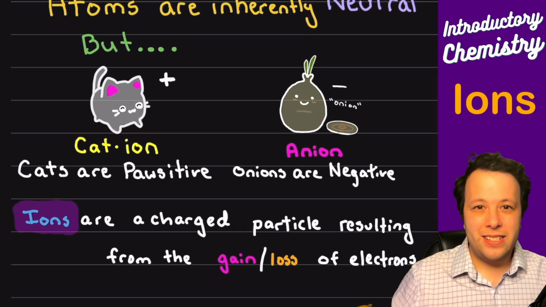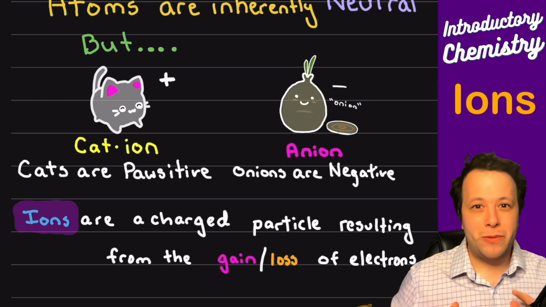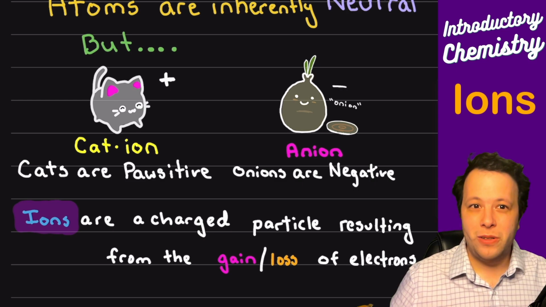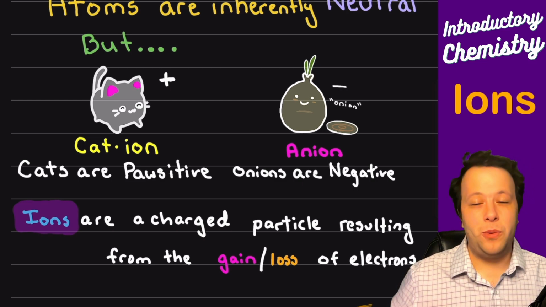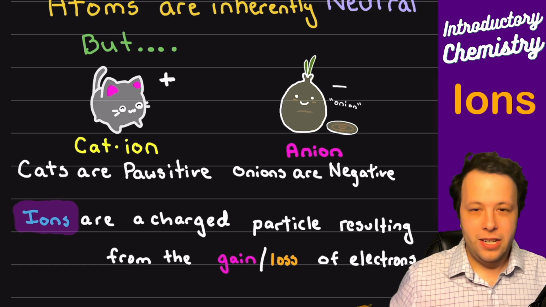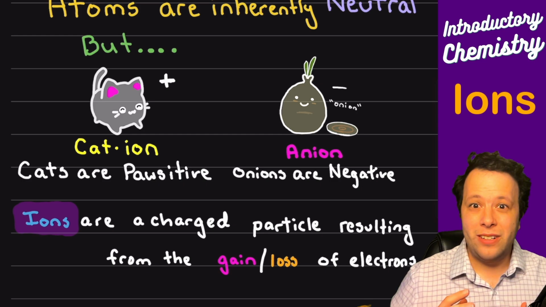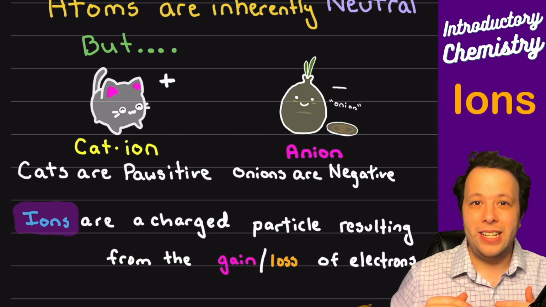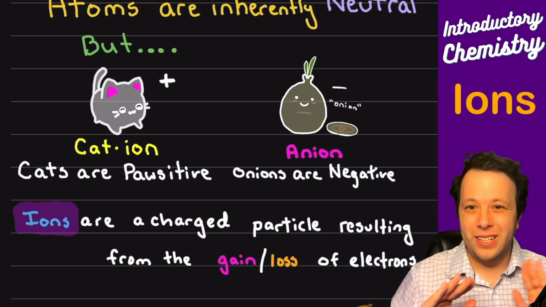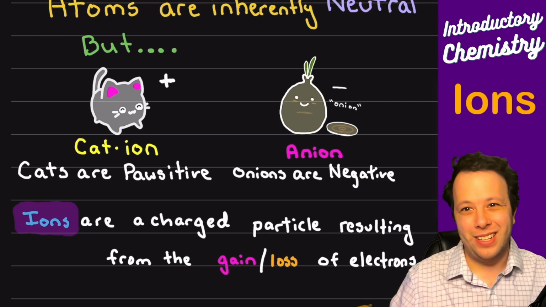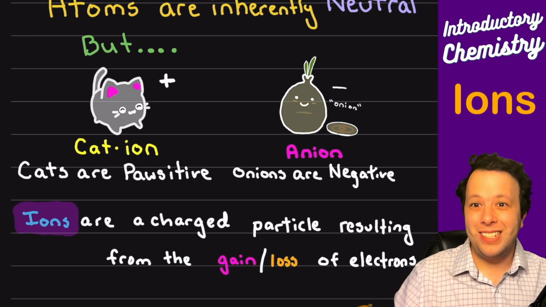So ions in general, as a blanket term, is any type of charged particle. And this is from the gain or the loss of electrons. So we're going to be looking at both of these two different types of ions here to try to get an understanding of what they hold and how we can count our protons and electrons in this video. All right, let's go take a look at them.